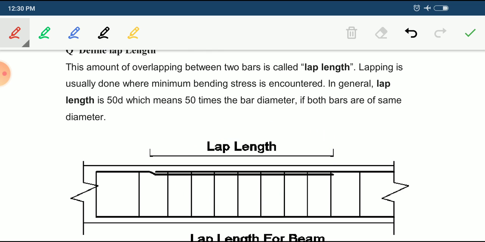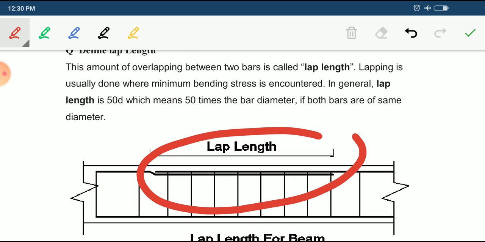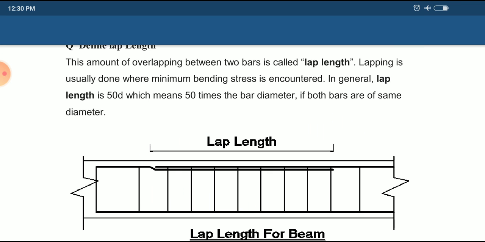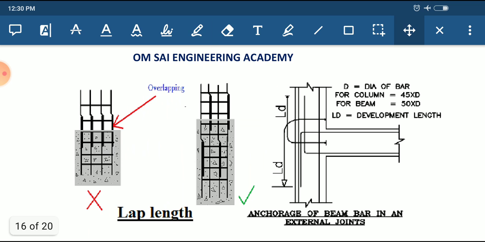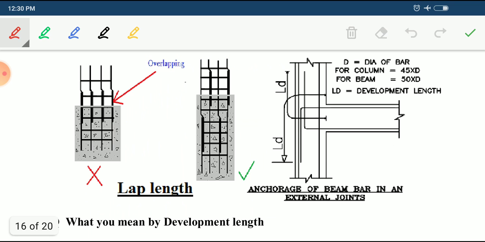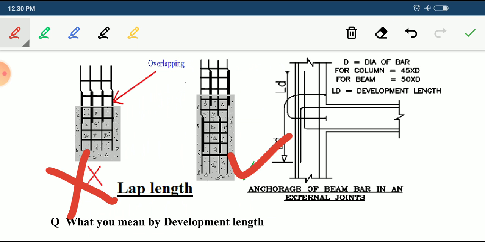Okay, we will move on to the next one. If you see in this diagram, the cross marks are shown here, and here it is a right mark. What is the reason behind that? Why is the lapping to be done like that only? Why is it not done like this? Just one thing you have to remember.